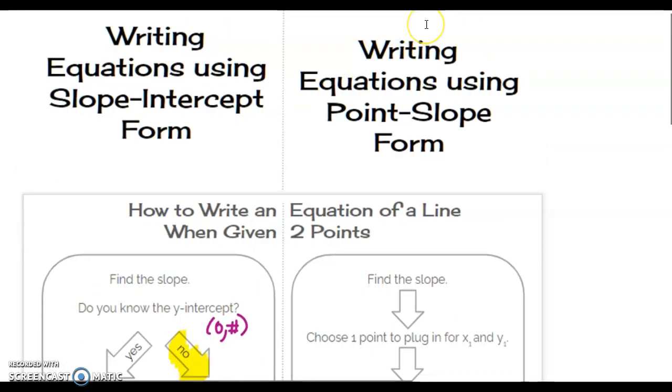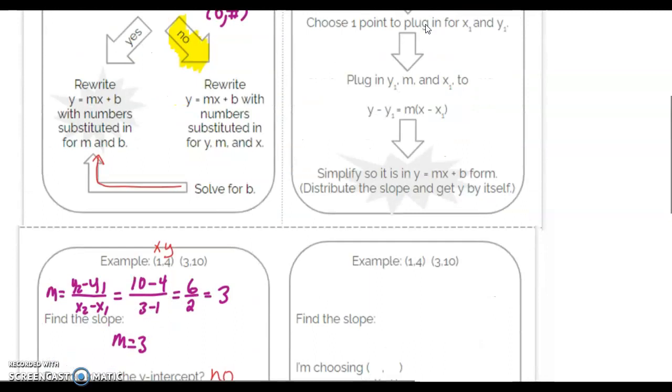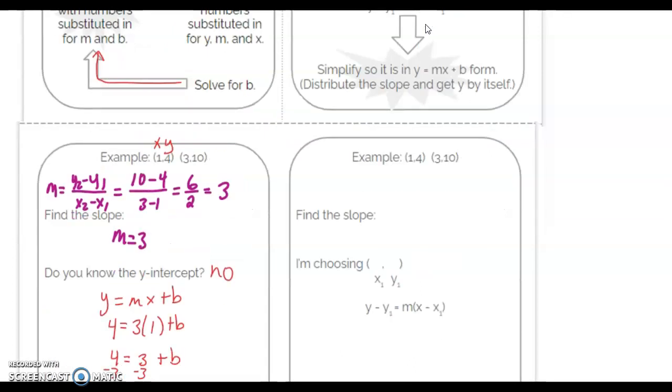So writing equations using point-slope form. Like I said, it does the exact same thing, except it's just a different method. You can use whichever one works for you. So first it says to find the slope. Well, I used the exact same answer that I had used earlier. So when we find the slope, we're still doing the y2 minus y1 over x2 minus x1, and we're still getting 3. All right. Now it says to choose one point to plug in for x1 and y1. Let's just choose the first point, (1, 4). So 1 is x1, 4 is y1.